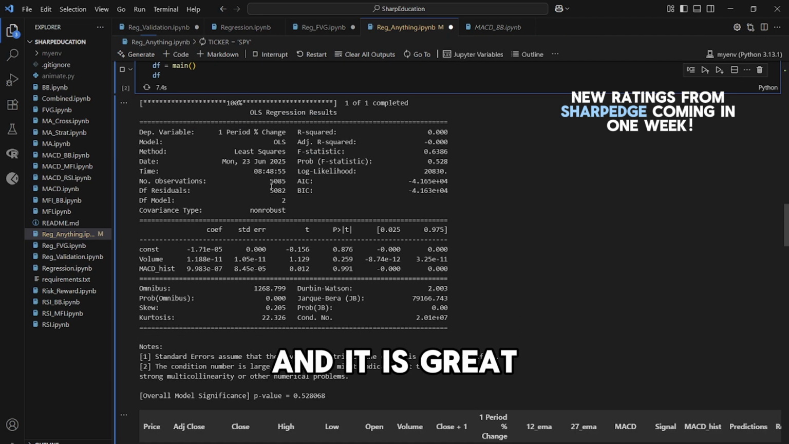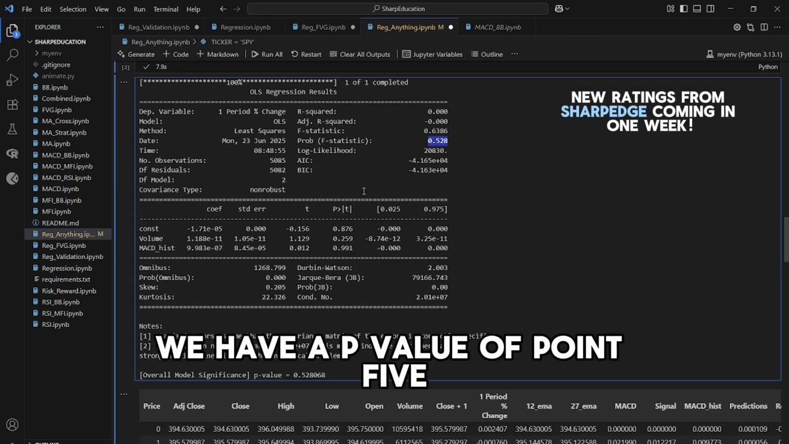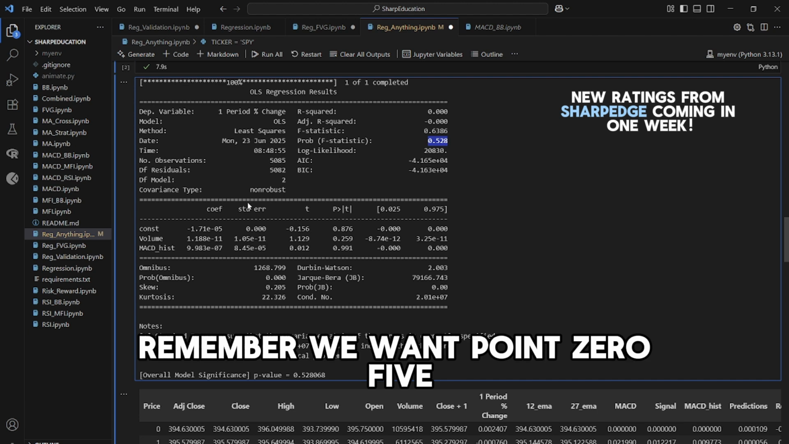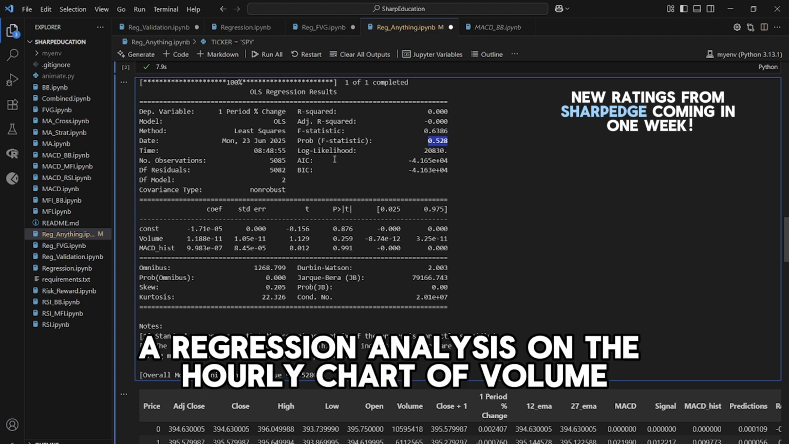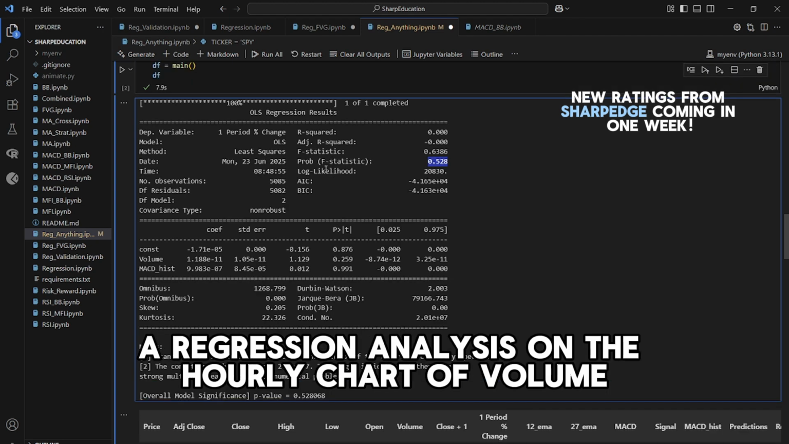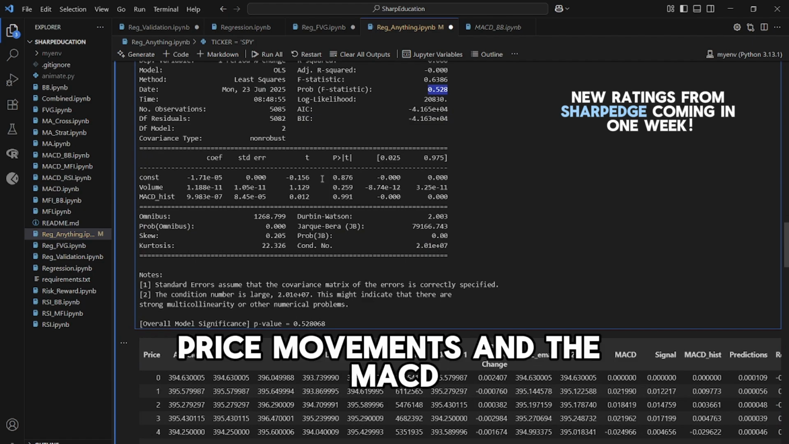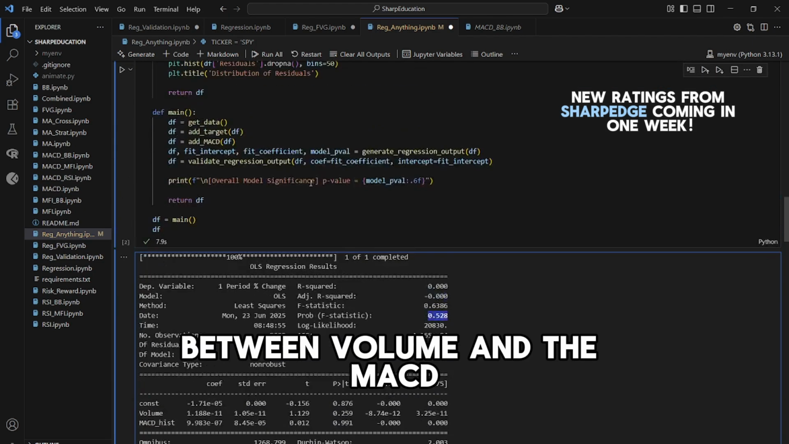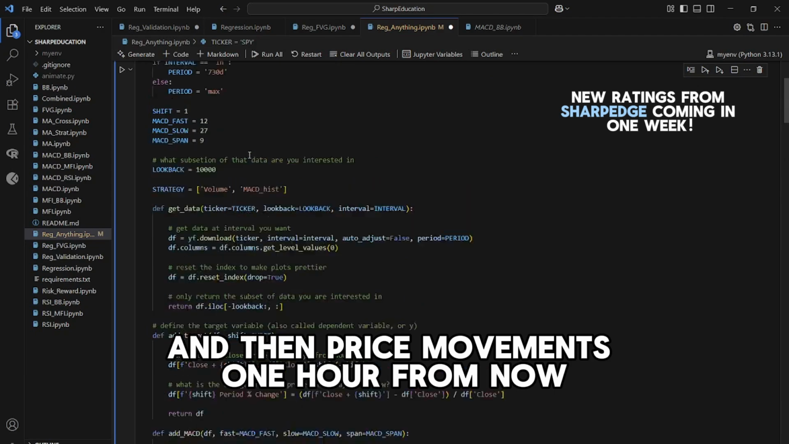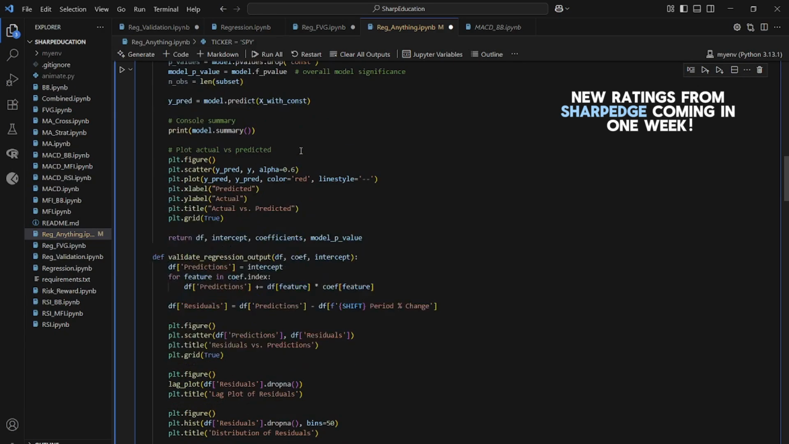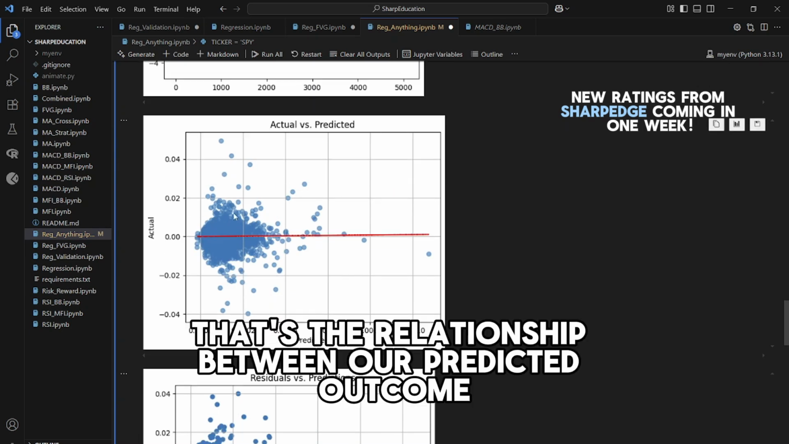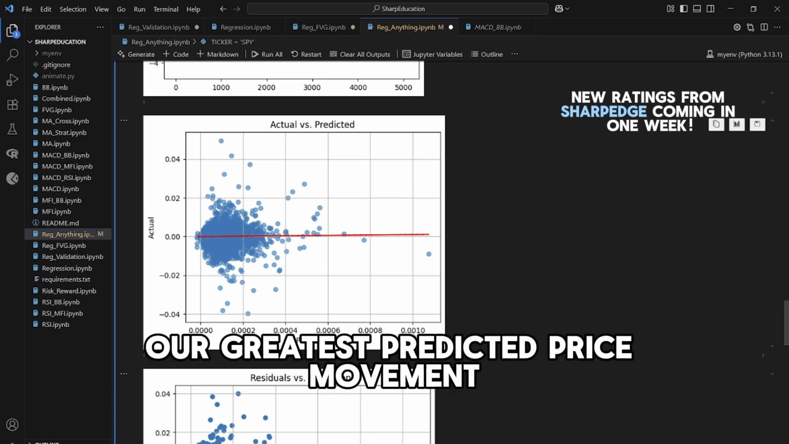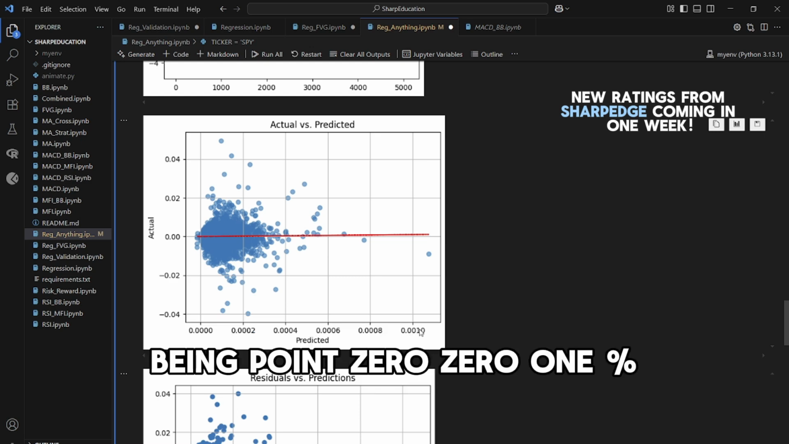And it is. Great. We have a p-value of 0.5. Remember, we want 0.05. So we can assume that the model with a regression analysis on the hourly chart of volume and the MACD, and then price movements 1 hour from now, is not super informative. That's the relationship between our predicted outcome, our greatest predicted price movement being 0.001%.